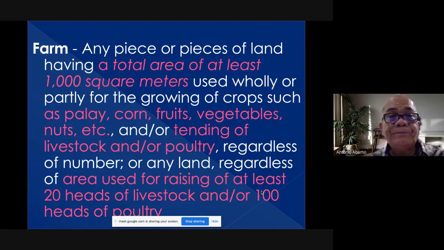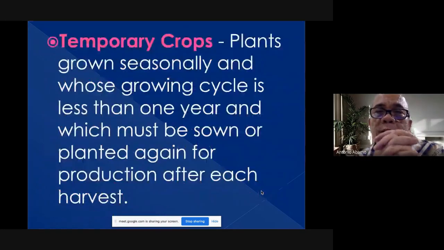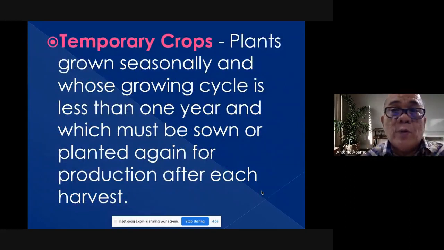Now, a farm also can be planted with temporary crops. What do you mean by temporary crops? Crops that are grown seasonally, whose growing cycle is less than 1 year. Temporary crops are vegetables, or even rice, beans, etc. Basta ang production cycle niya, less than 1 year. That means from planting to harvesting, less than 1 year, no? So it's a temporary crop, and planted again for production after each harvest.